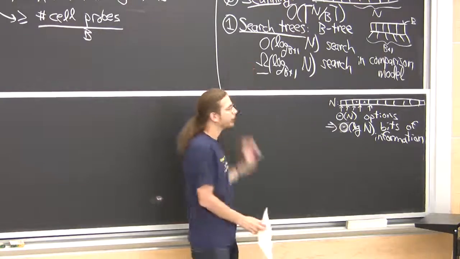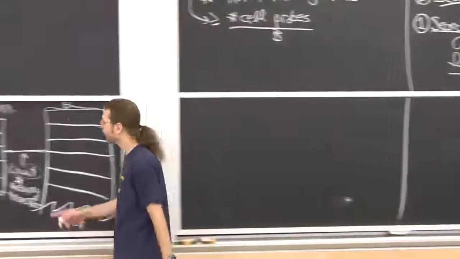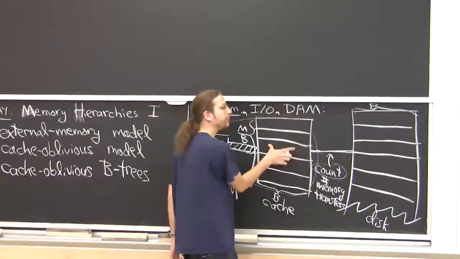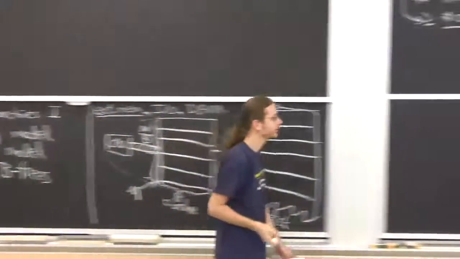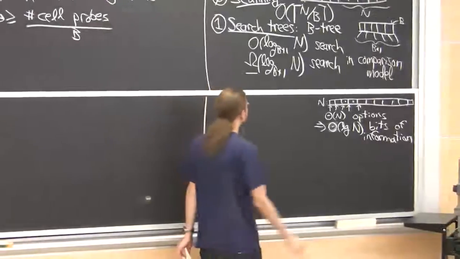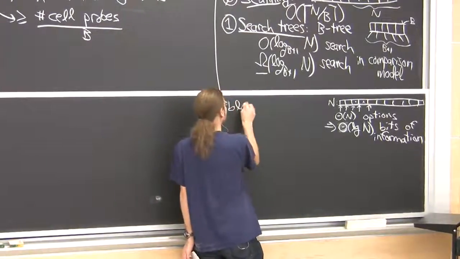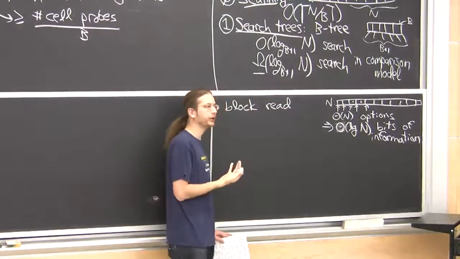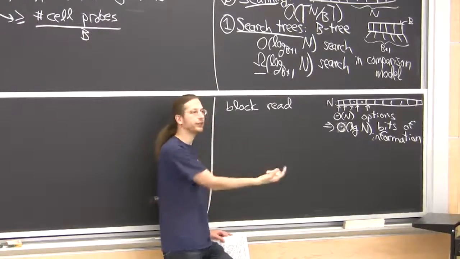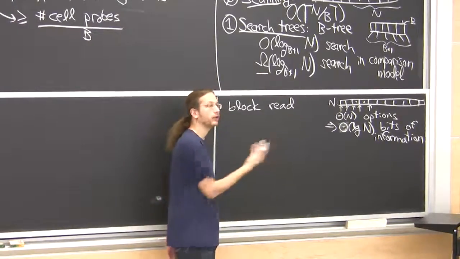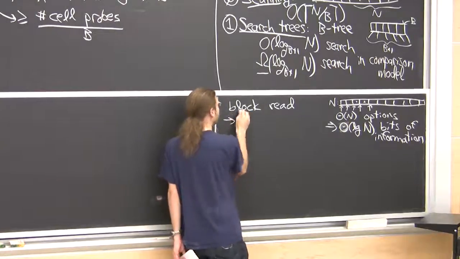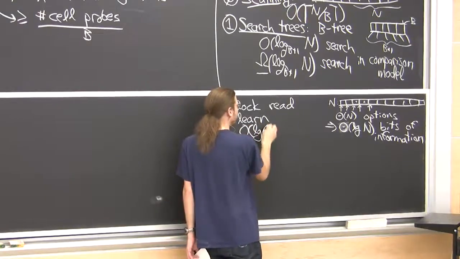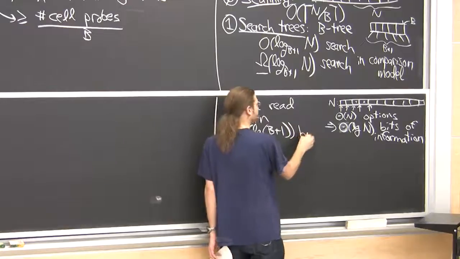But now we're in this model where we're not counting comparisons, even though we're in the comparison model. We're counting the number of block transfers. So when I read in some data, I get b items from my array. So when I do a block read, all I can do in the comparison model is compare my item to everything that I read. So you might as well compare all of them, but the information you learn is only log b plus 1 bits.